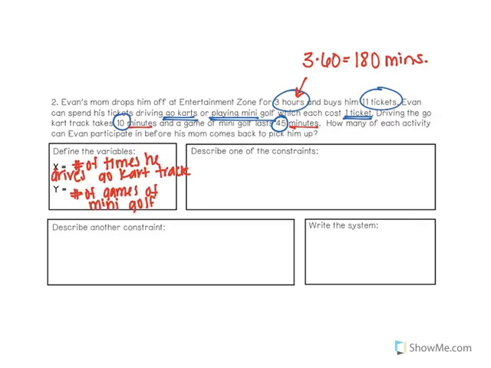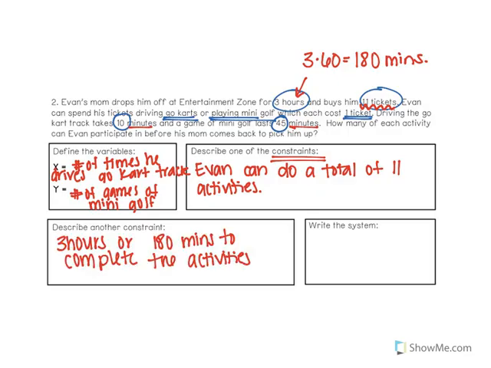Now, when we're talking about the constraints that are happening, he only has 11 tickets. So that would mean that Evan can do a total of 11 activities. Additionally, there's another constraint in the fact that there are so many hours that he's there, or minutes. So Evan has 3 hours or 180 minutes to complete the activities.